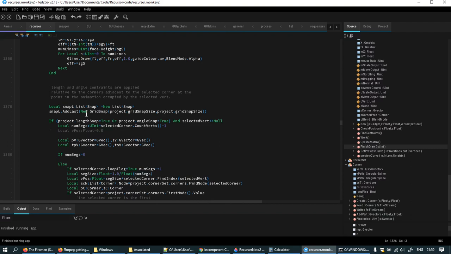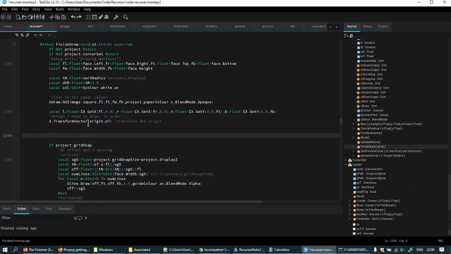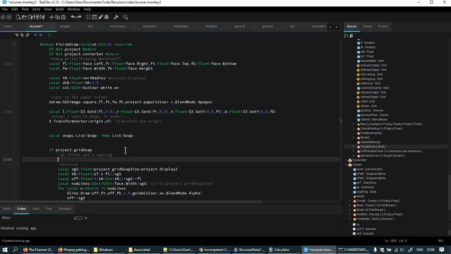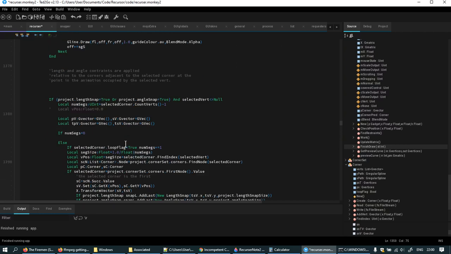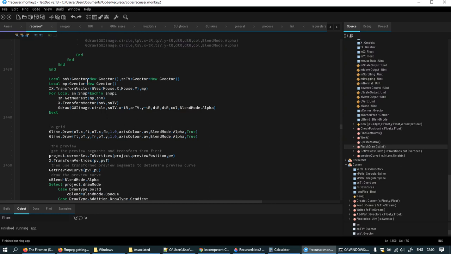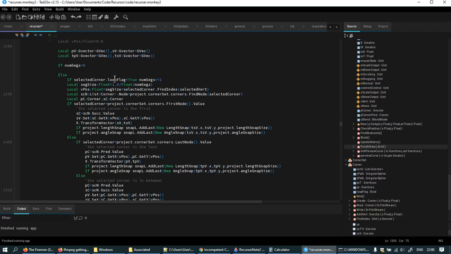What actually needs to happen is that this needs to be moved to before the grid, and this needs to be moved inside the grid. Now, of course, none of the other spots appeared until there was a selected corner. Let's run it again and just make sure the grid turns off.